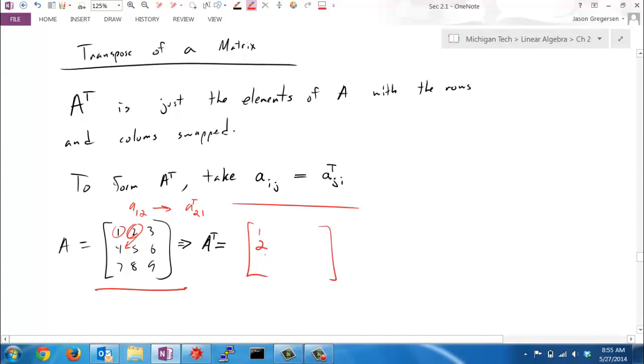Sounds complicated, but all we're really doing is flipping everything over that diagonal. So the 2 maps to here. This 3 is going to map down to here. So that first row became the first column. Second row is going to be the second column. Third row is going to be the third column. Okay, so just flipping along the diagonal, what happens on the diagonal? The diagonal stays the same.